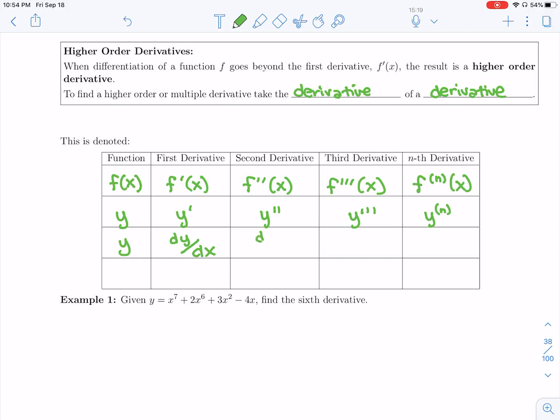And we could do that more than once. D squared y over dx squared means take the derivative of y with respect to x twice. Third derivative would be d cubed y over dx cubed. Take the third derivative of y with respect to x 3 times, and we would do that with any number: d to the n of y over dx to the n. And we will save this really for implicit differentiation. We're not going to use it too much now.